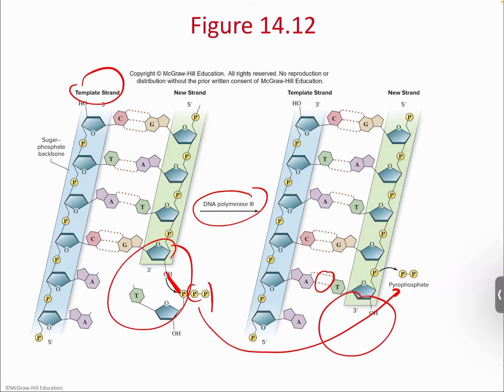Then what it does is it basically reads the next one in line. Oh, hey, there's another A there. So what do I grab? A T, and I do the exact same process.